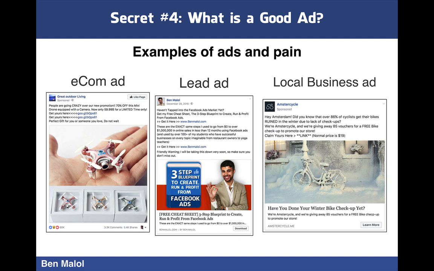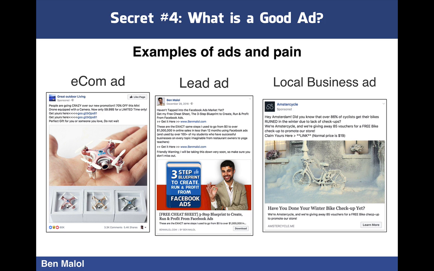So here are a few examples for ads and pain. We've got an e-commerce ad on the left, right? People are going crazy over our new promotion. 70% off this mini drone equipped with a camera, now only $59.99 for a limited time only. Perfect gift for you or someone you love. Do not wait. So for example, here you're seeing a certain pain of missing out and a pain for a loved one, because they're talking about 70% off for a limited time. This is scarcity, which just means that you're talking about the pain of somebody missing out. You don't want to miss out on this amazing promotion.